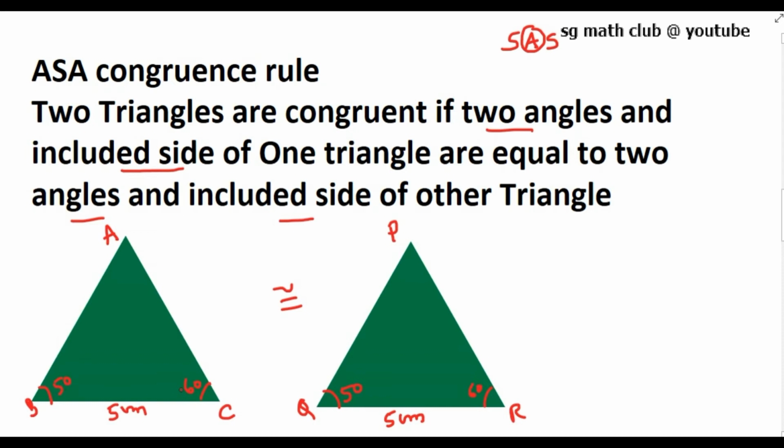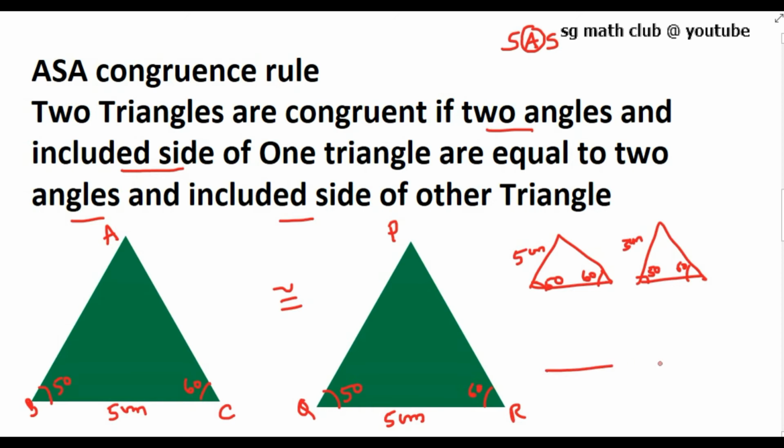But it is not always necessary that the side should be the included side. It can be not included also. If you take any two triangles like this, and the angles are 50 degrees, 60 degrees, again 50 degrees, 60 degrees, the side can be anywhere here. It need not be included. If this is 5 centimeters and this is 5 centimeters, then also we can say that these two triangles are congruent.